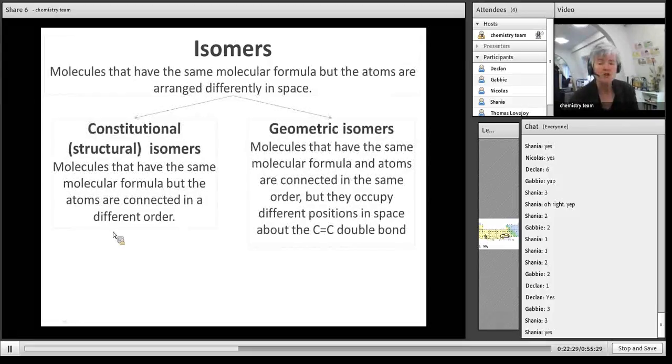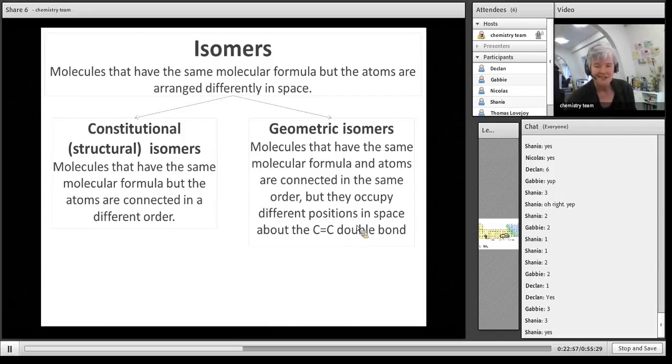Now there are two types of isomers you have to learn about. The constitutional ones is what I've shown. It's where you've got the same molecular formula, but the atoms are connected in a different order. As you saw, the OH was on the first carbon, and then it went to the third carbon. So it's a different order. Geometric isomers are where you've got the same molecular formula.